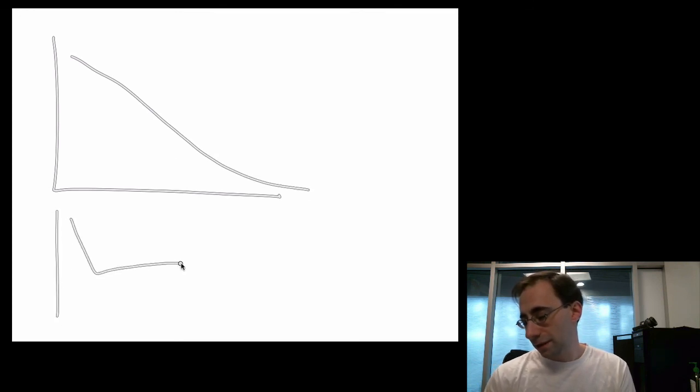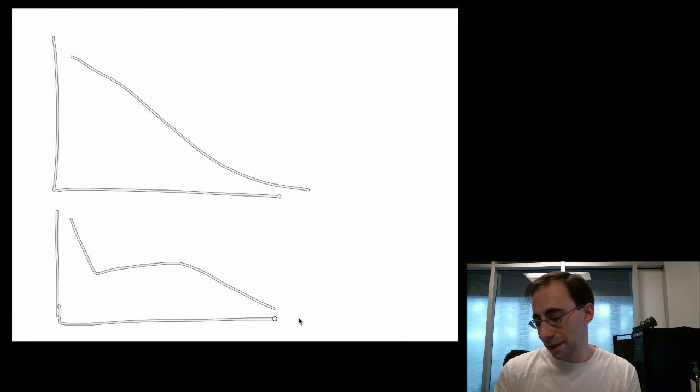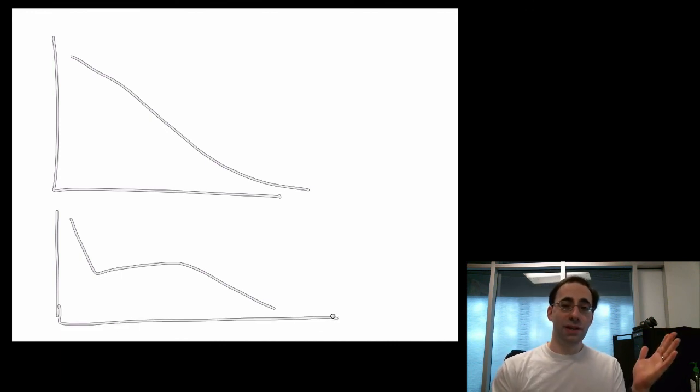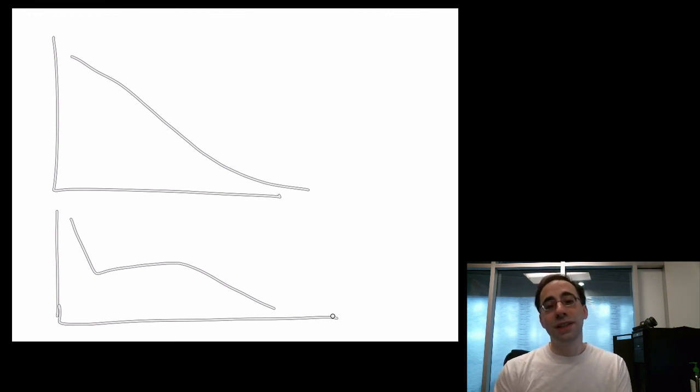Here's a weakly decreasing function. Again, same idea for both. A strictly decreasing function decreases always as you increase x. A weakly decreasing function never increases as you increase x, but it can stay constant for a while.